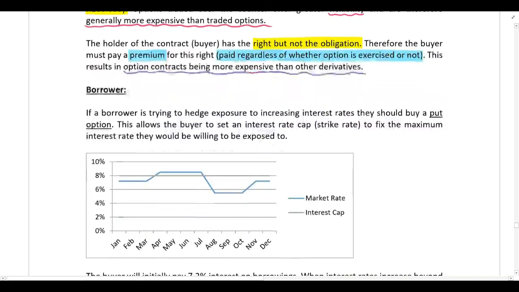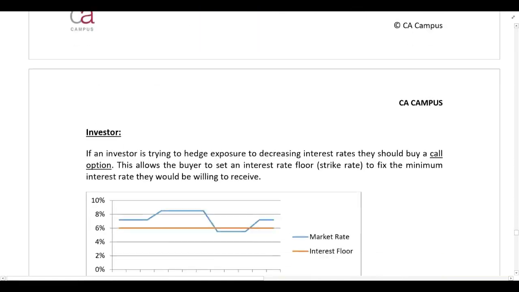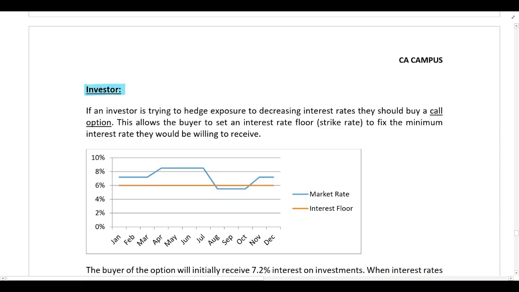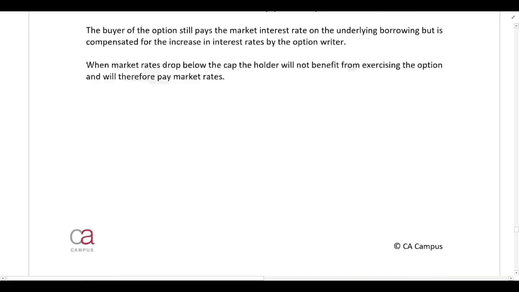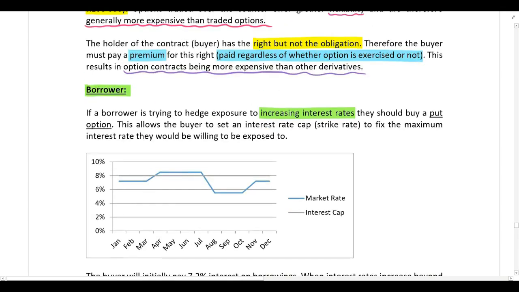Then once again, before you attempt a question, you need to know whether you are looking at it from the borrower's or the investor's perspective. Remember, where we are dealing with a borrower, they are going to be worried about interest rates increasing. On the other hand, if we are dealing with an investor, they are going to be concerned about interest rates decreasing.